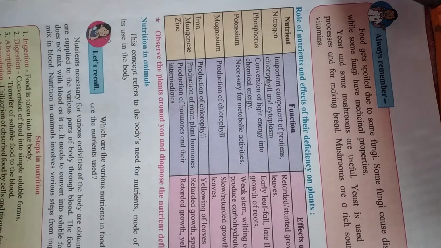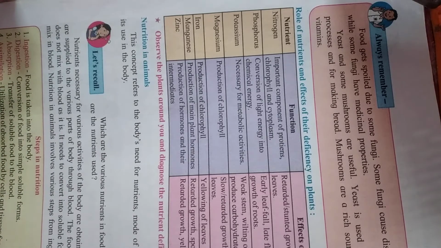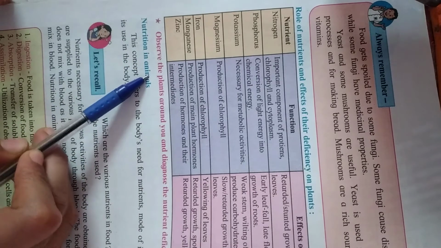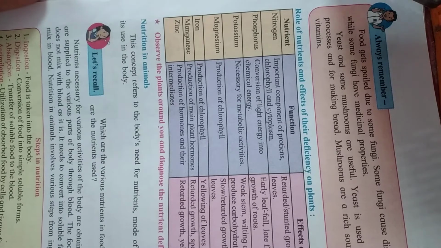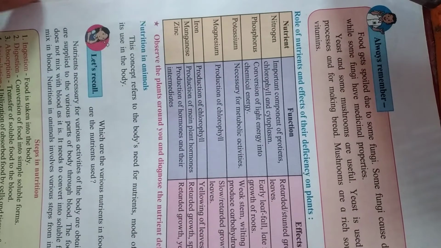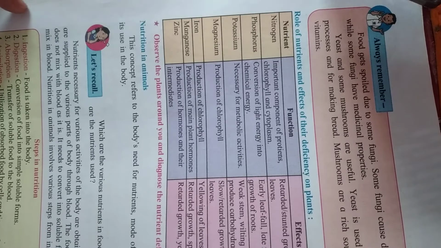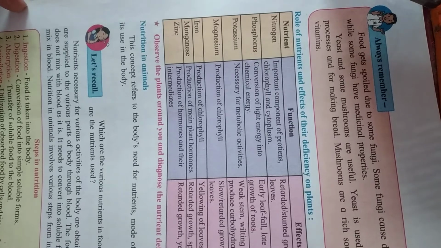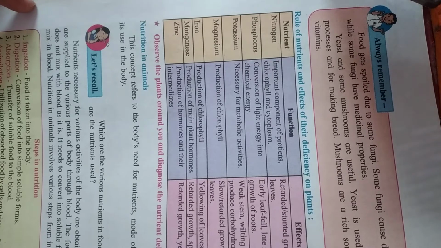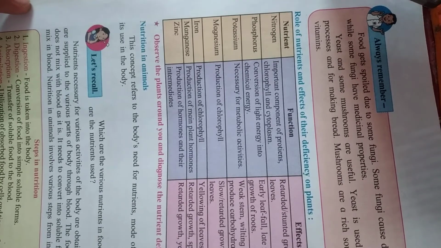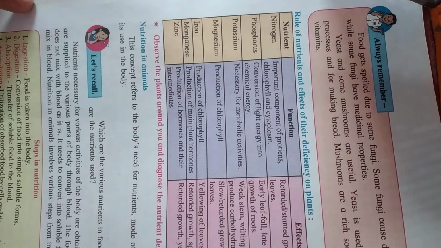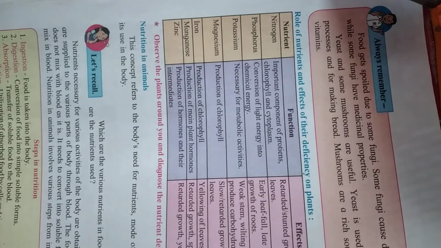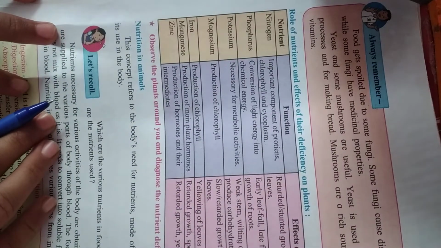Nutrition in animals. There are 5 steps in the process of nutrition in animals. They are ingestion, digestion, absorption, assimilation, and egestion. Ingestion is the process of taking food into the body or eating of food by the animal. Blood carries the absorbed food to all parts of the body. This concept refers to the body's need for nutrients.